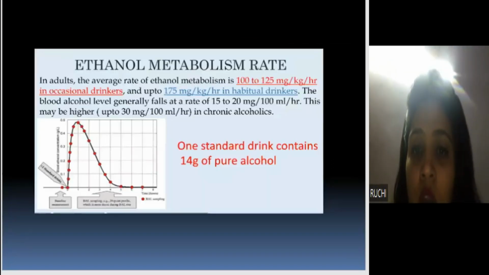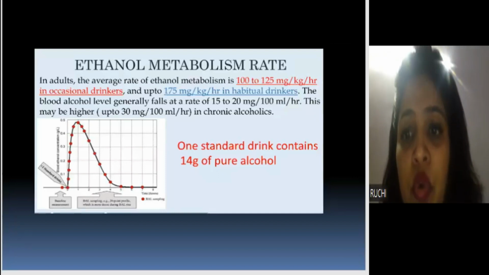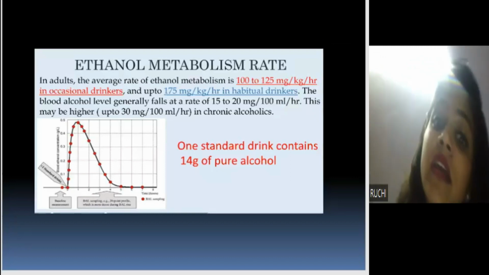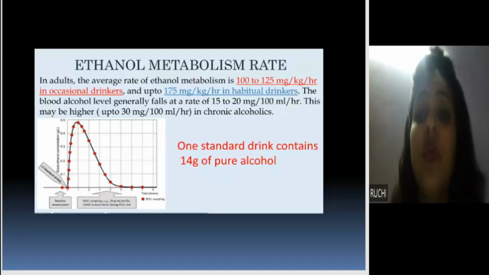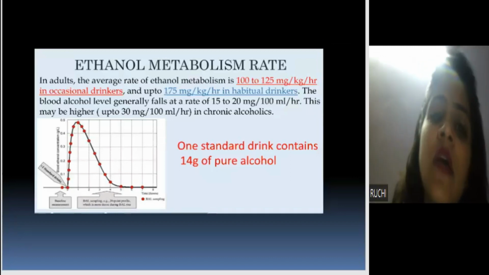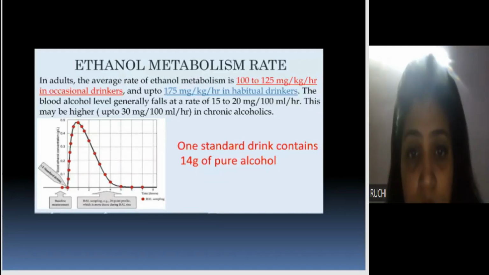So this is the rate which we can see. The average rate of ethanol metabolism is 100 to 125 mg per kg per hour in occasional drinkers, and it can increase up to 175 mg. So basically the habitual drinkers, they excrete it early as compared to the occasional drinkers. This is what this slide means.